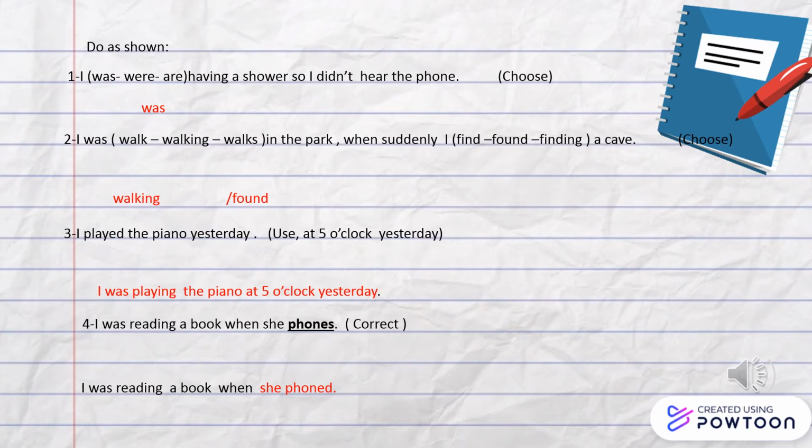Number 4. I was reading a book when she phones. Correct the underlined word. I was reading a book when she phoned. Notice that here when comes after it past simple, so we change the verb phones into phoned.